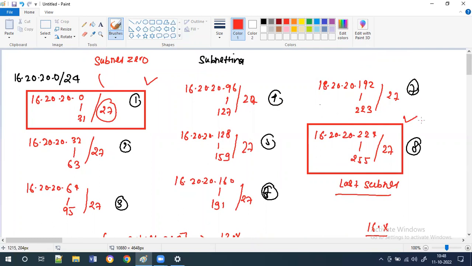Subnet 0 and last subnet. But still, there is no command to use the network address and broadcast address. Still, there is no command, right? So now we can use this. Now we can use those IP addresses, first subnet and last subnet. But in each subnet, the first IP address, the network address, and the last IP address, the broadcast IP address, cannot be used. There is no command to use that IP address. Clear?